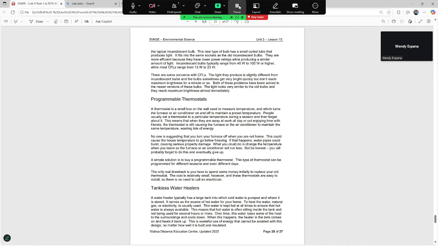And you'll see now it says there are some concerns with CFLs. The light they produce is slightly different from incandescent bulbs, and the bulbs sometimes get very bright quickly, but don't get maximum brightness for a minute or so. Okay, so the light might be different. However, that's not really true with newer versions of light bulbs. The light looks similar nowadays, and the brightness is almost immediate. I have to say that for the most part, maybe I'm just used to it.